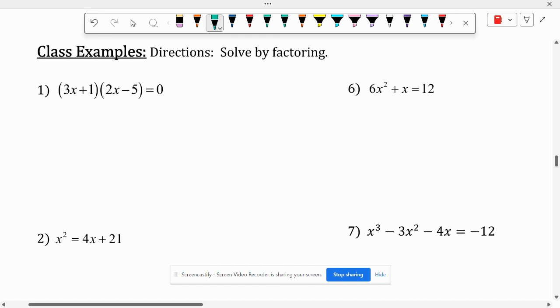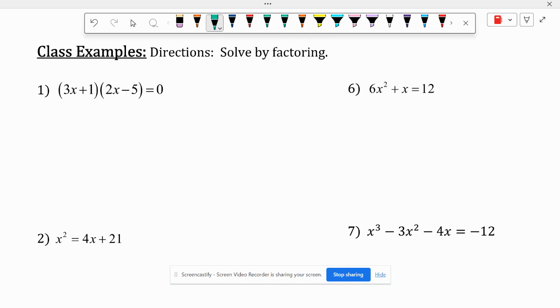So now we're solving. So we're not factoring anymore. We're solving, okay? So that means we're going to have to factor. Find the factors, set them equal to 0, and we're going to end up with an x equals something, okay? Using all of these methods. So the first one is already done for you. That's already in factored form. 3x plus 1 times the quantity 2x minus 5.